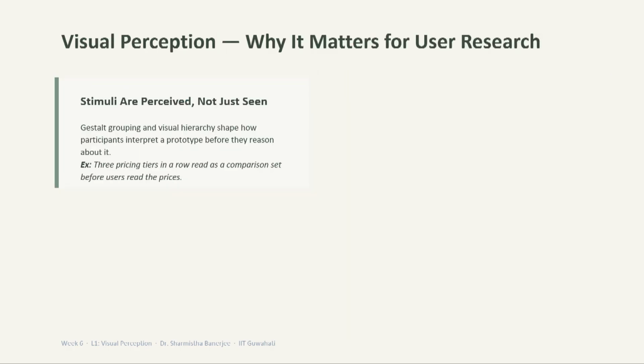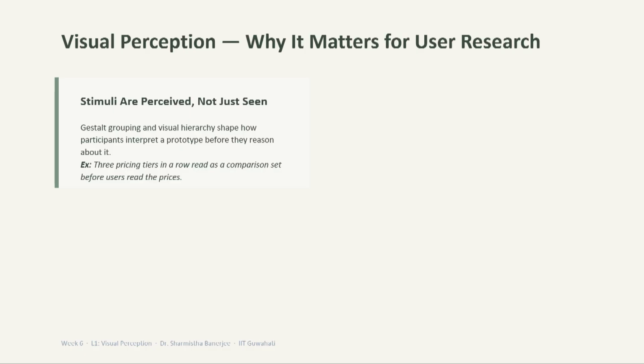Now coming to visual perception and why it matters for user research. So the whole idea is a stimulus has to be perceived and not just seen. So that's where the difference between a camera and a human eye is. A camera will click whatever is in its visible range, whatever it sees. Whereas for human eyes, it is not about seeing, it is about perceiving.